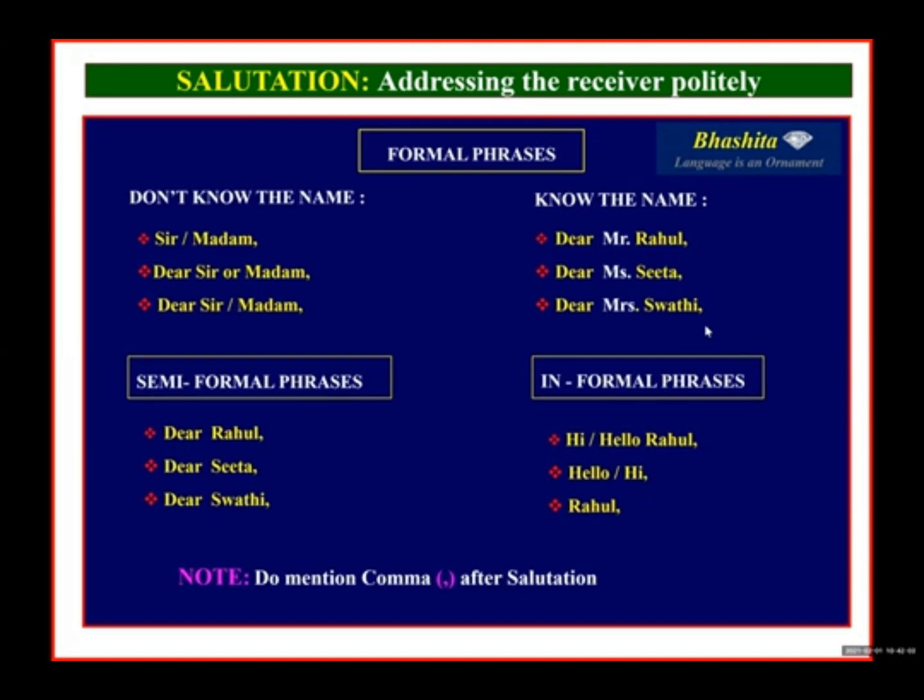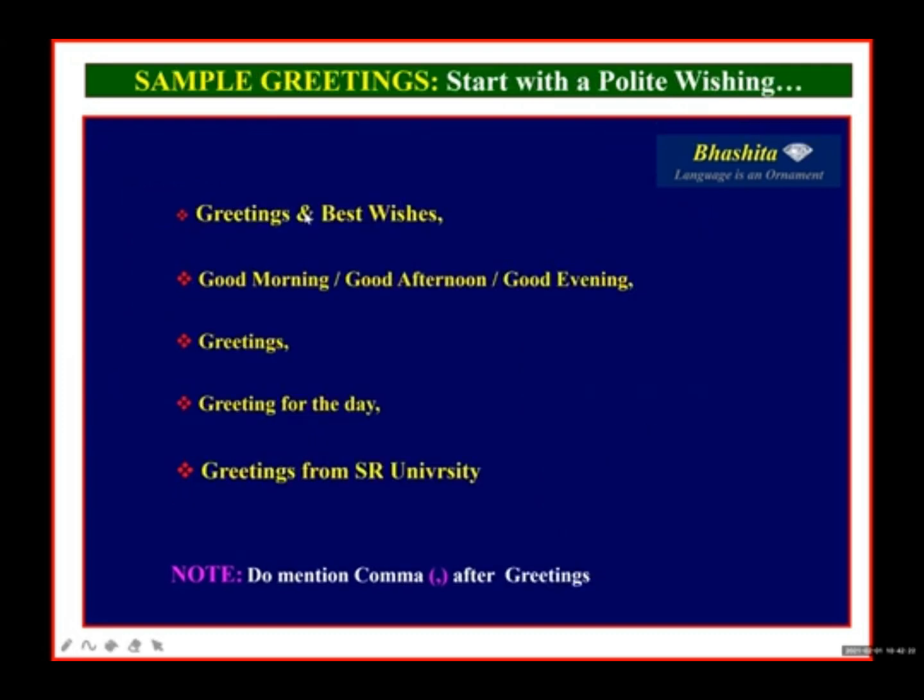And informal expressions. Directly you can say it by name, Rahul, Sita or whatever. Or else by addressing, by greeting, hi, hello, hello Rahul. Okay. So these are the informal expressions we can make use of while you're addressing the receiver. And greetings also, I have already told that you need to greet the people by saying greetings and best wishes. Good morning, good afternoon, good evening, greetings of the day. But make sure that even after greetings also there must be a comma. After salutation there must be a comma. After greetings also there must be a comma. Okay.